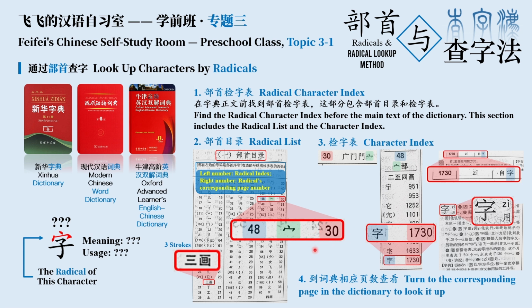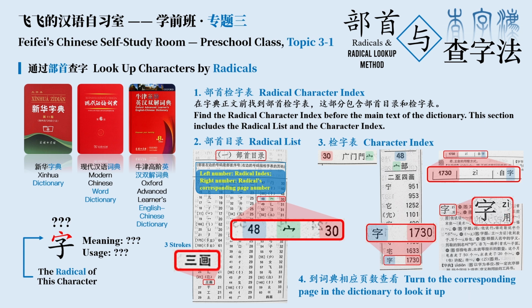Step 3. Find this radical on page 30 of the character index part, and look for characters with 3 non-radical strokes. Here it shows 2至4画, 2 to 4 strokes. After finding the target character here, we see that it is on page 1730 of the main text. Finally, turn to page 1730 of the main text and find the target character. From the annotation, we can see that the pronunciation of the target character is 字.